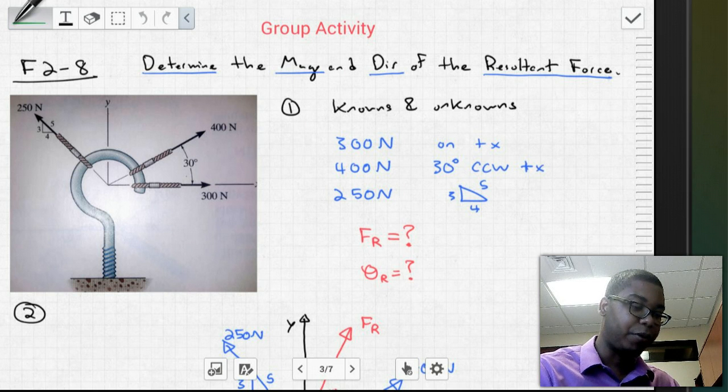Okay? So, definitely take your time and try to solve this problem and submit it to me. Submit it to me in class.